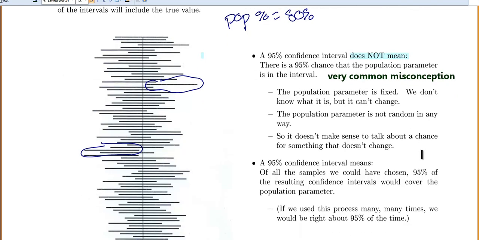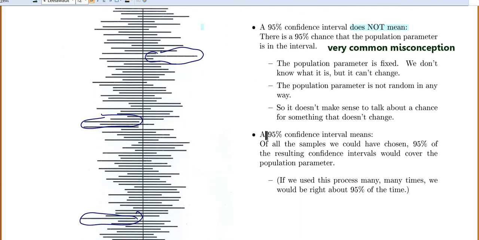Okay. So what does it mean? The 95% confidence interval means of all the samples we could have chosen, 95% of the resulting confidence intervals would cover the population parameter, or in our case, the population percentage. So this is the correct meaning. Or in other words, if we use this process many, many times, we would be right about 95% of the time.